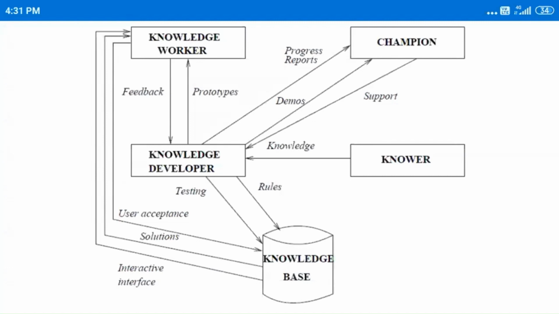First is the knower. This knower can be understood as an author who wants to develop the e-content or who wants to publish a book with the help of this company. So what will he provide? He will provide the knowledge in the form of manuscripts, in the form of handwritten notes, including numericals, diagrams, etc.